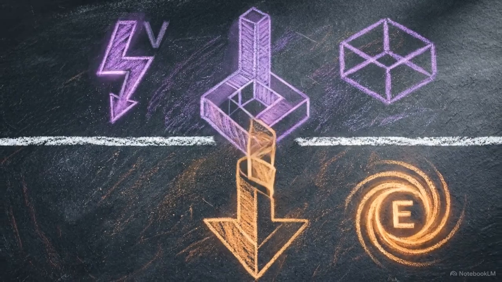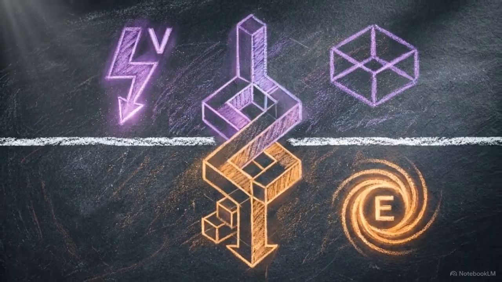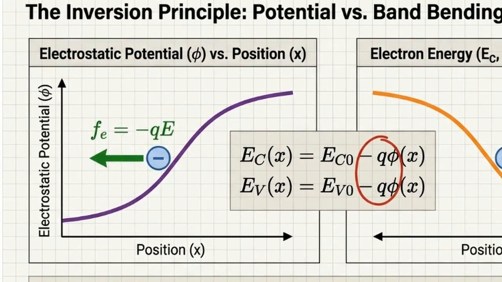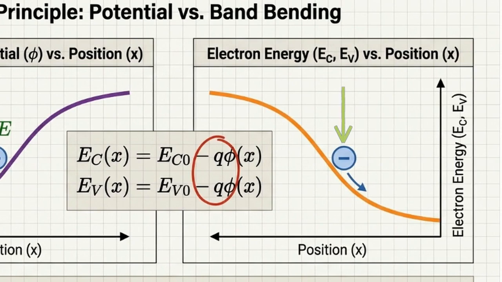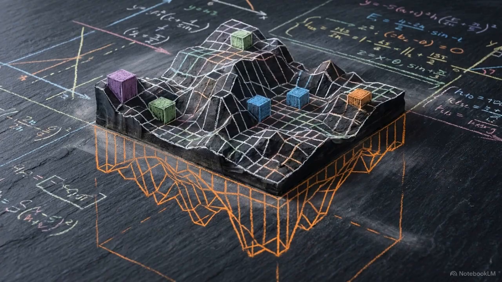Mapping this potential to the energy of an electron requires accounting for an inverse relationship. These side-by-side graphs compare electrostatic potential on the left to electron energy on the right. On the potential graph, a positive slope represents a force pushing a negative electron backward. On the energy graph, that same force makes the electron roll downhill toward lower energy. As these equations show, the energy bands shift by -q times the potential. Because electrons carry a negative charge, a positive increase in potential physically lowers their energy levels. Band diagrams are, in effect, upside-down potential maps.